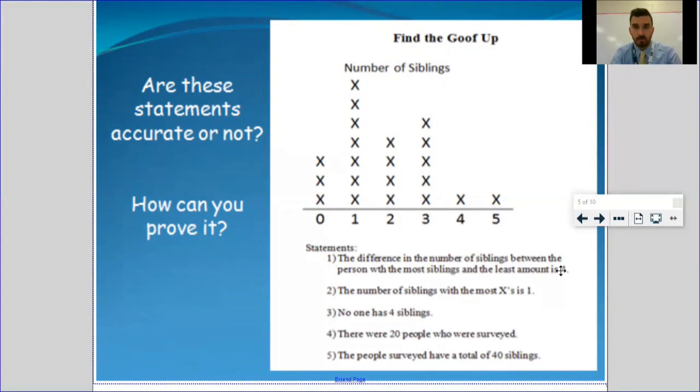This is where I should put the Jeopardy music. If you're finding the difference between those two numbers, 5 and 0, you would know that that statement is not accurate. The difference would actually be 5.